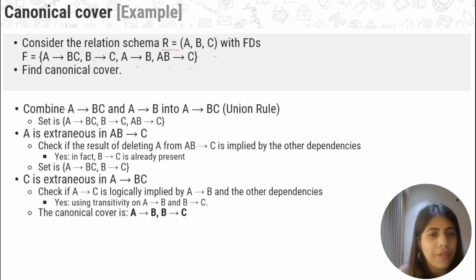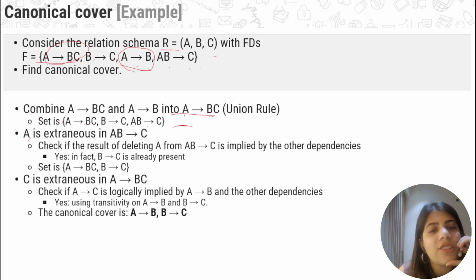So let's see, we can combine A can determine BC and A can determine B into A can determine BC, because this is a redundant value. We already have the same meaning over here. Next, the set is A can determine BC, B can determine C and AB can determine C. Now this is the minimal version we have.